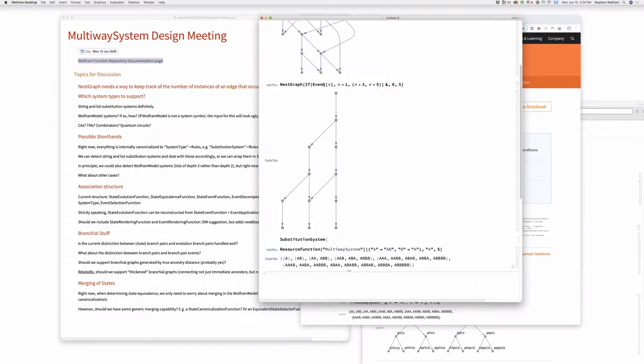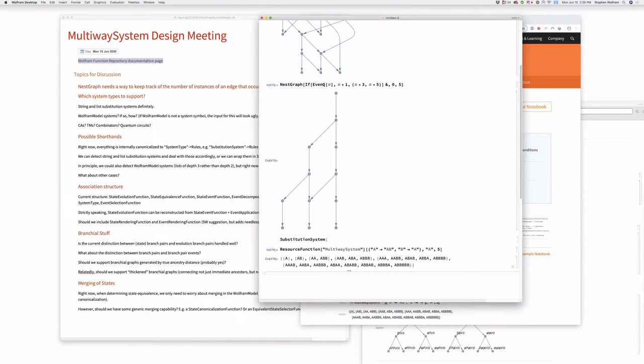Yeah. Well, it doesn't have to support, look, if it supports the general case, then you can just use the function repository function Wolfram model. And maybe if multi-way system has optimizations for Wolfram model, it can do a little bit of a hacky thing, because if it's looking at the wrappers for the functions to do optimizations, like if it's looking at the function as a string substitution system, it can look for a resource function as well. Right, right.